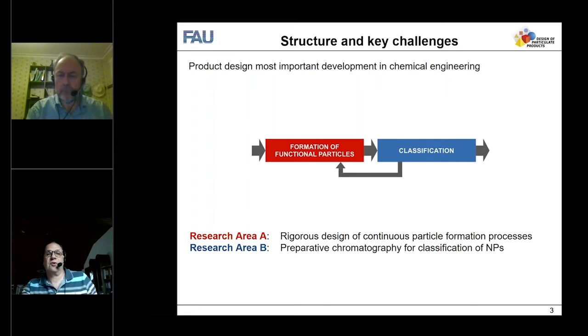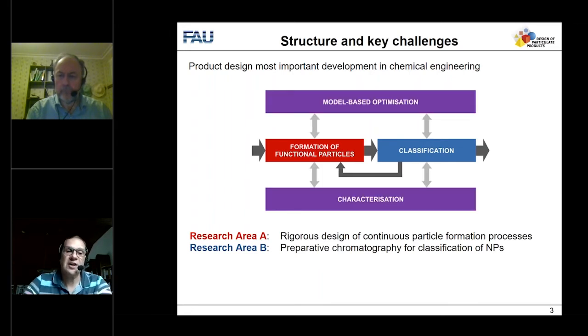This is supported by two more research areas, namely C and D, which deal with in-depth characterization of the nanoparticles, and also with the model-based optimization of the synthesis of particles, but also of the separation of particles.